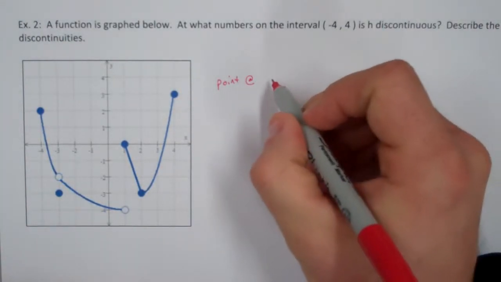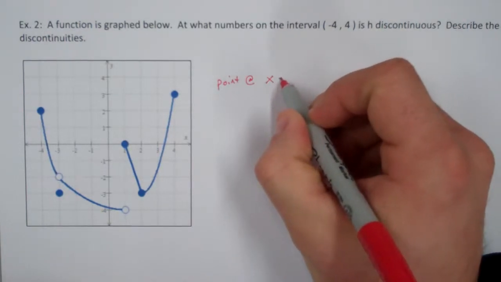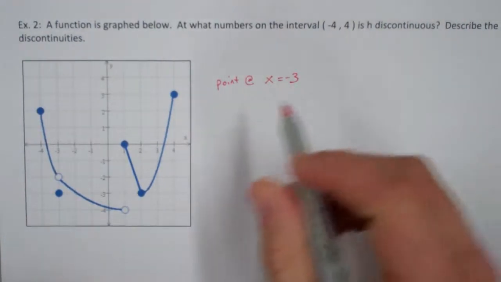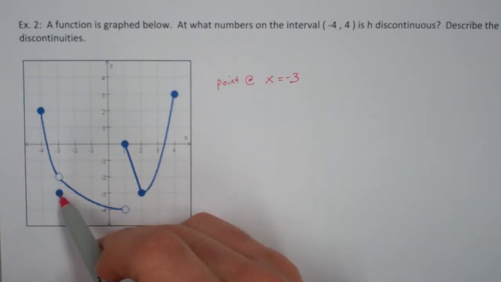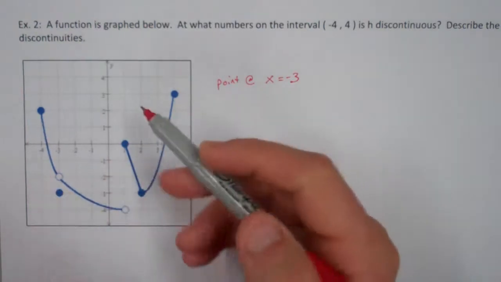at an x value of -3. Right here, there's a point that's removed. If this point wasn't here, you would call that a hole.